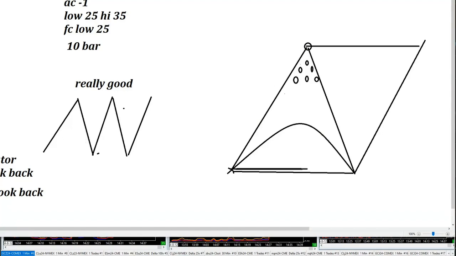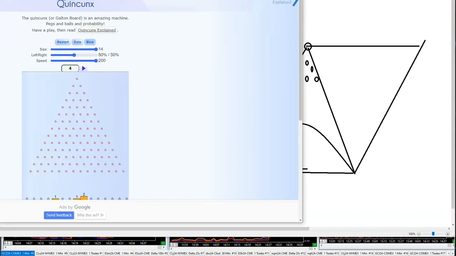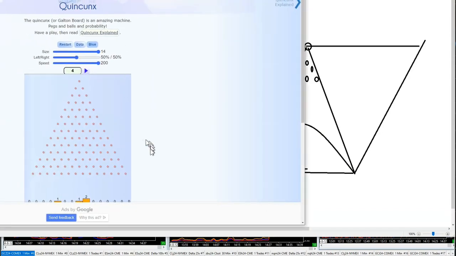There's a little thing called Maths is Fun. And I was looking for one of these to show you the basic idea. Maths is Fun. Okay, so this is what it looks like. Is everybody familiar with this board? We've just shown you it, right? So we've got a left-right skew of 50-50, right?